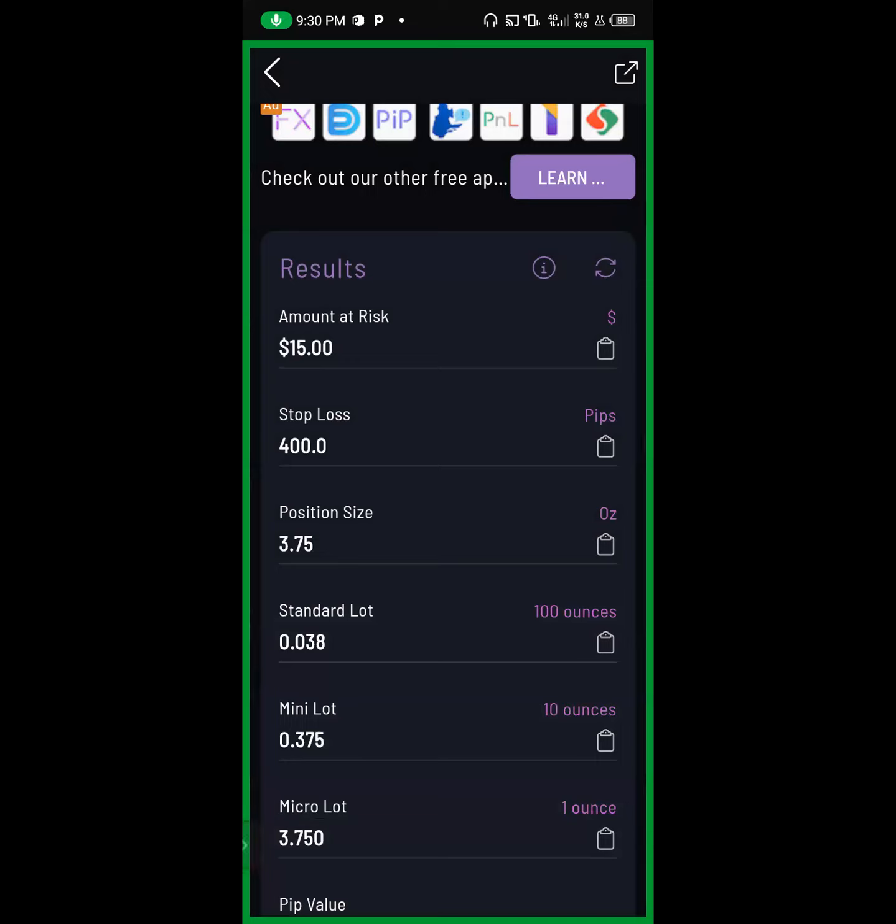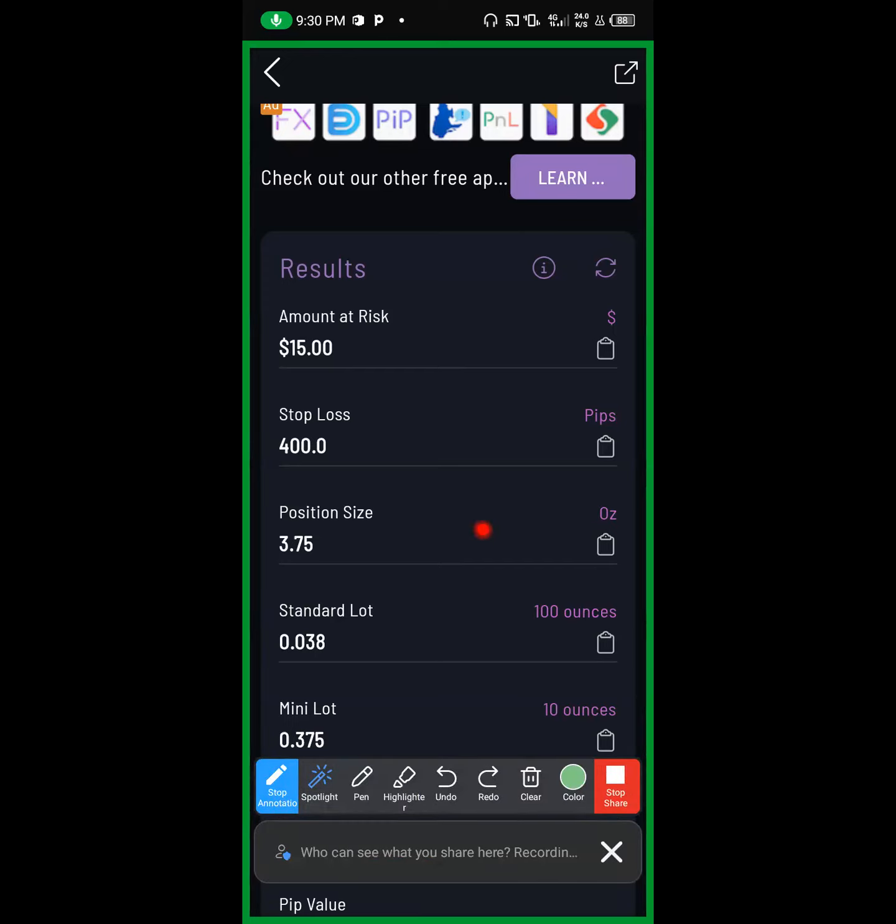Now it's saying your position size is 3.75, which means, if you look at this unit here, because it's gold, OZ means what? OZ means ounce, forgive me, not pounds. Ounce is a unit of measurement in the English way of measuring. But we don't need this one. Don't focus on it.